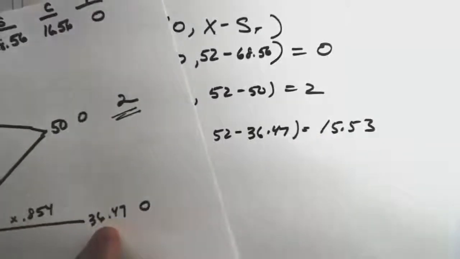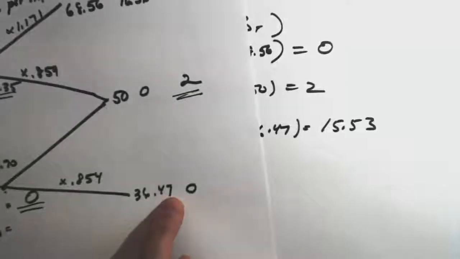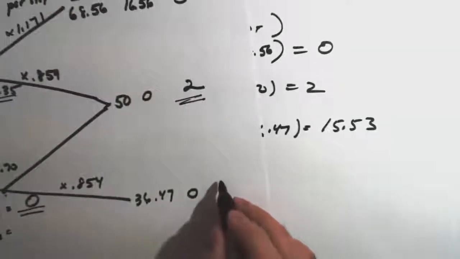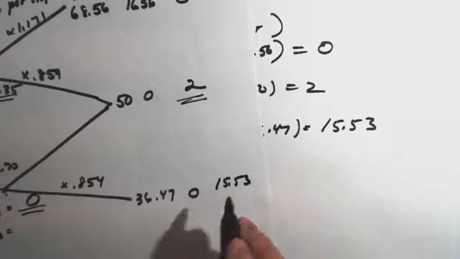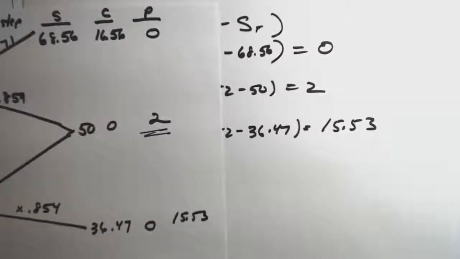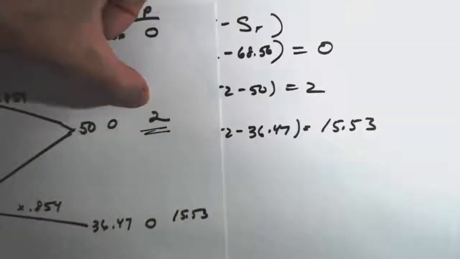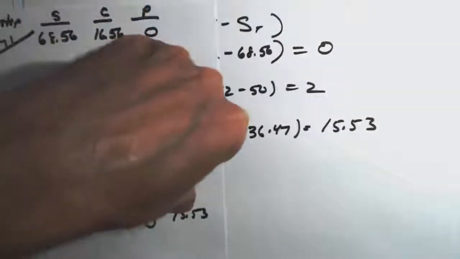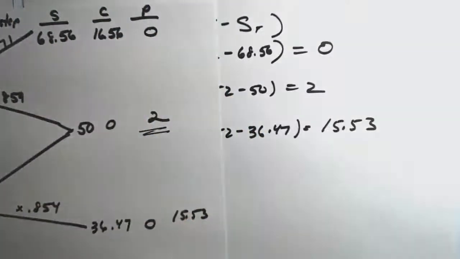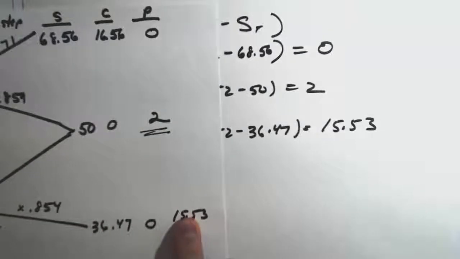So the 36.47 came from the stock price here on a down move. So this is going to be 1553. So wow, we just figured out there's a chance the option finishes out of the money, there's a chance that the option finishes at 2, and there's a chance that the option finishes at 1553. There's no other possibilities in this binomial. These are the three chances that can happen.